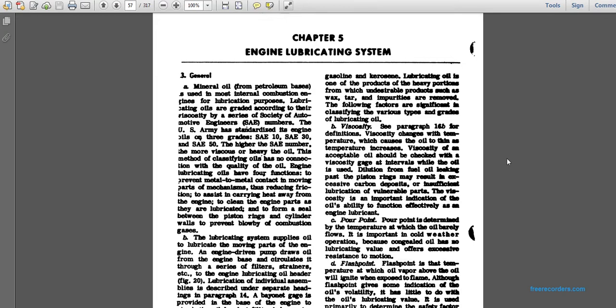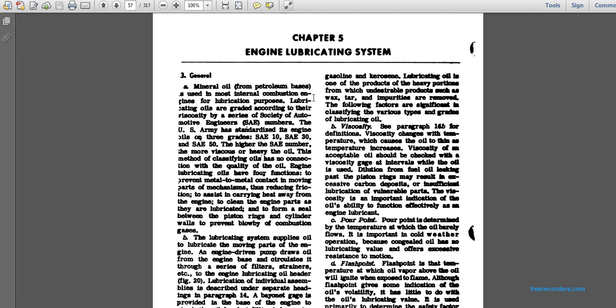Three general mineral oils from petroleum bases are used in most internal combustion engines for lubrication purposes. Lubrication oils are graded according to their viscosity. A series of the Society of Automotive Engineers, the SAE, members of the U.S. Army, standardized the engine oil into three grades: SAE 10, SAE 30, and SAE 50. The higher the SAE number, the more viscous or heavy the oil. This is a method of classifying the oils with no connection to the quality of the oil.